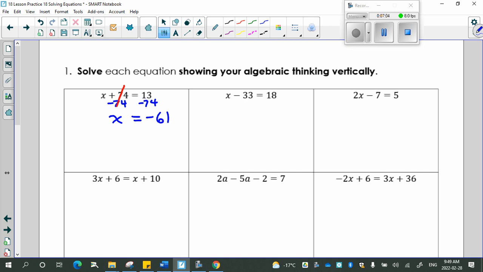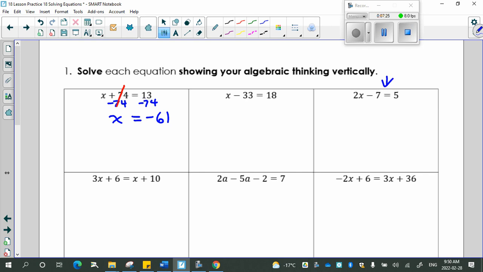Okay, and now I know that just x means 1x, so now I know that 1x is negative 61. Okay, I'm going to leave the next one for you guys to do, then we're going on to this one: 2x minus 7 equals 5. Who thinks they know what the first step would be for this one?